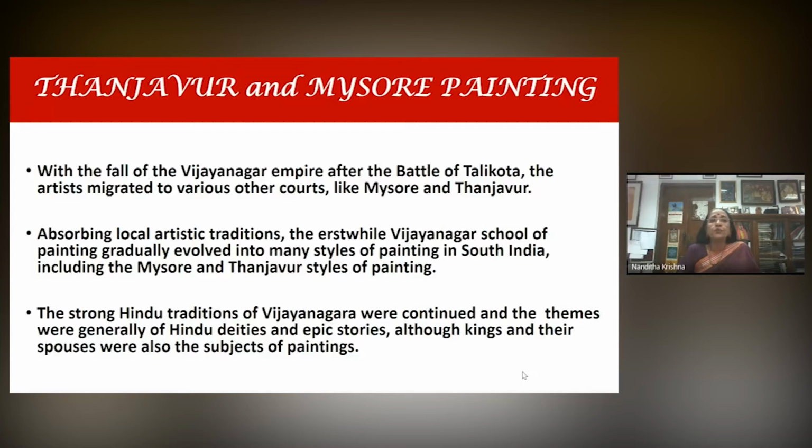of prayer. With the fall of the Vijayanagar Empire, after the Battle of Talikota, the artists migrated to various other courts. The artists were called Rajus, a community of Rajus. They went to many courts, but the most important were Mysore and Thanjavur. Absorbing local artistic traditions, the erstwhile Vijayanagar School of Painting evolved into many styles of painting in South India.